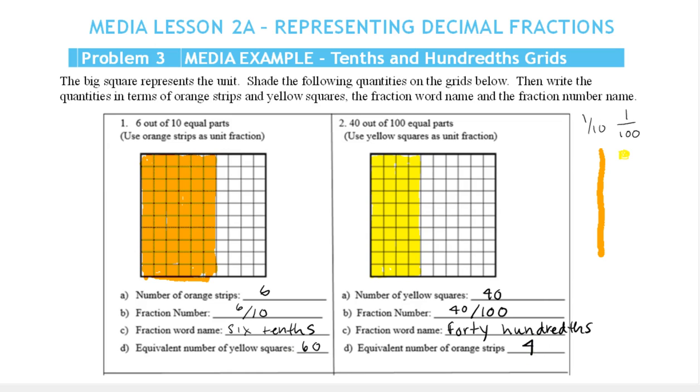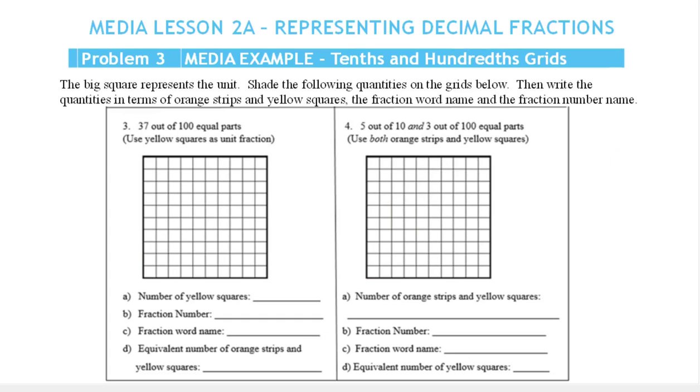Okay, so notice this relationship that we discussed in the first two videos about tenths and 100ths. One orange strip is 10 times as large as 1/100th, and one yellow square is 1/10 of an orange because it takes 10 yellows to make an orange. So these relationships are going to be important, and you may remember them from place value from number sense 1. Okay. Let's look at a few more problems.